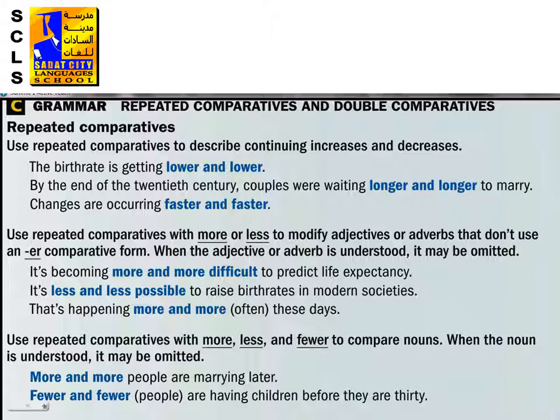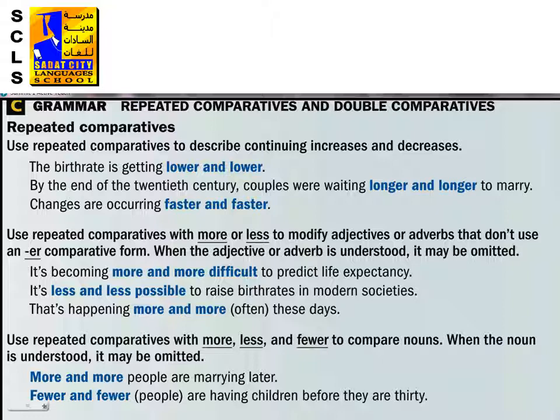Number three, use repeated comparatives with more, less, and fewer to compare nouns. When the noun is understood, it may be omitted. More and more people are marrying later. Fewer and fewer people are having children before they are 30.